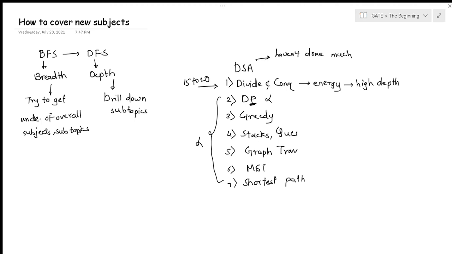Because in the test series also you will experience many questions from different backgrounds. It will very rarely happen that a high depth question will be asked in the test series or in GATE. I'm not saying it won't happen, it will definitely happen, but the probability is very low, right?